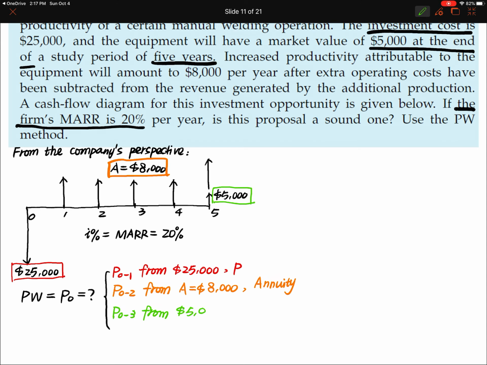And the third part is from the future value of 5,000. So that is a future cash flow.